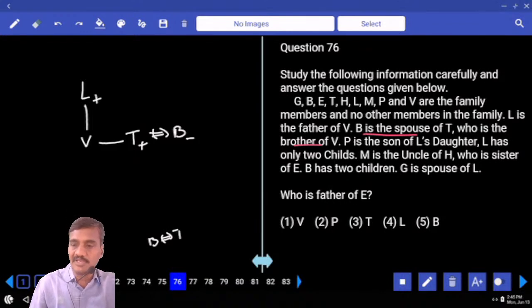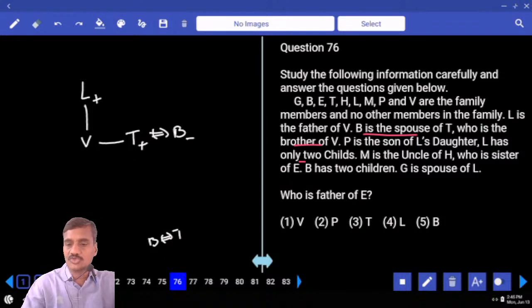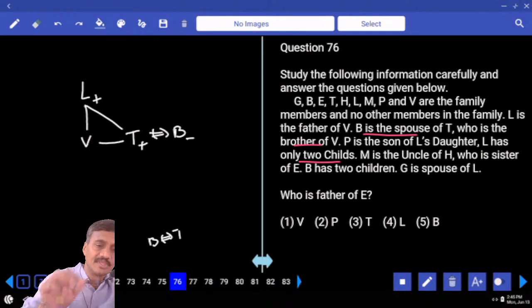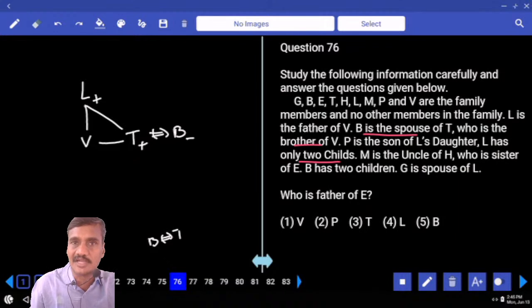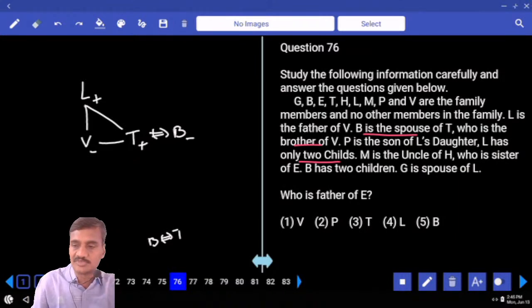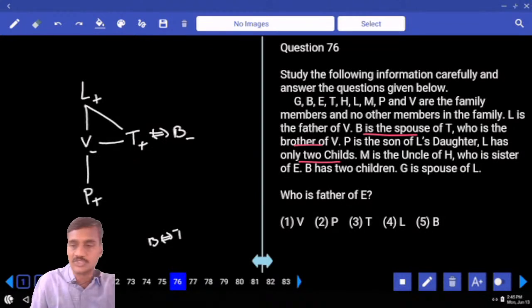And at the same time, P is the son of L's daughter. Now this P is the son of L's daughter, and P is the son of whom? L's daughter. L is having a daughter, daughter is having a son P. And L has only 2 children. As L is having only 2 children, who are those two? V and T. Out of which L is having a daughter as well. As of now, one son is there, daughter must be V. Now this P is the son of whom? P is the son of L's daughter, that is V. L has only 2 children, V and T.